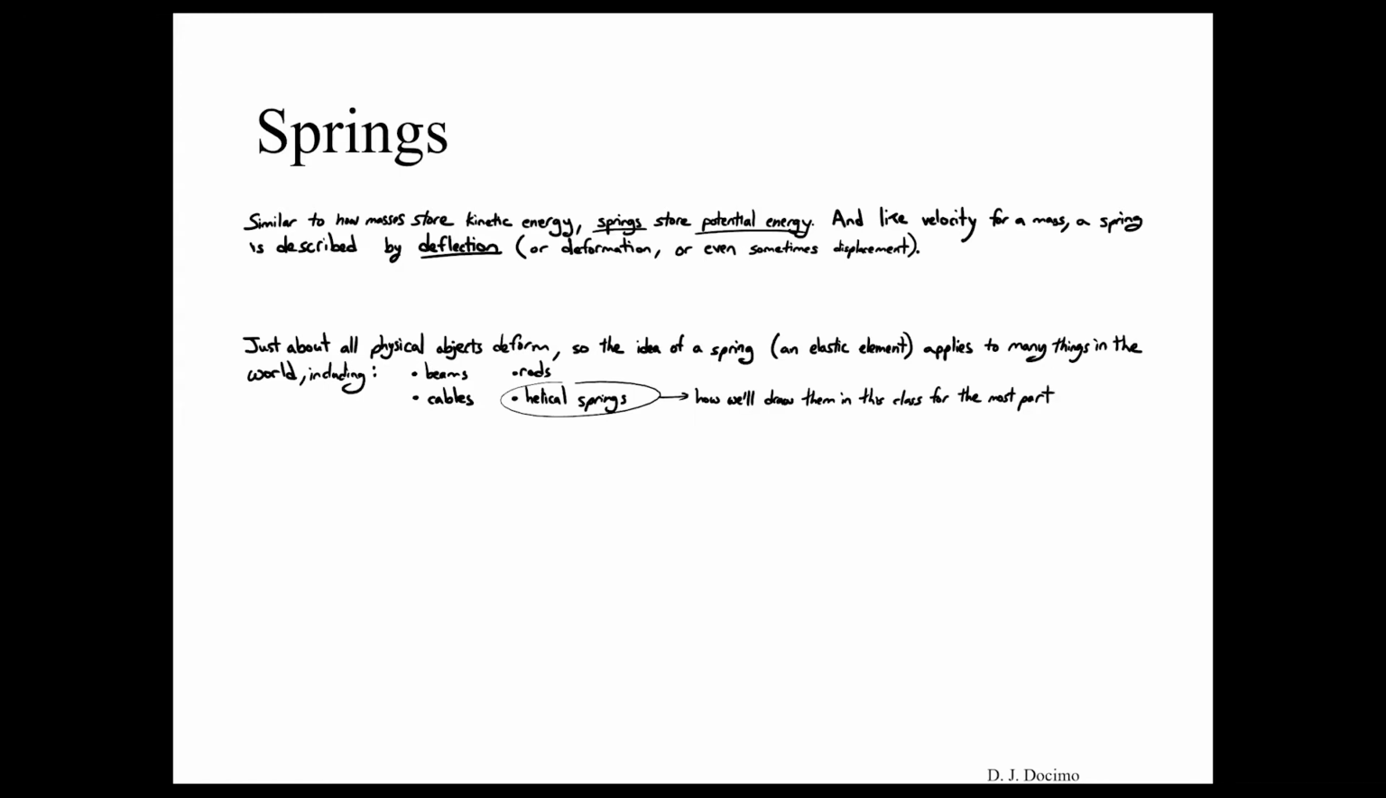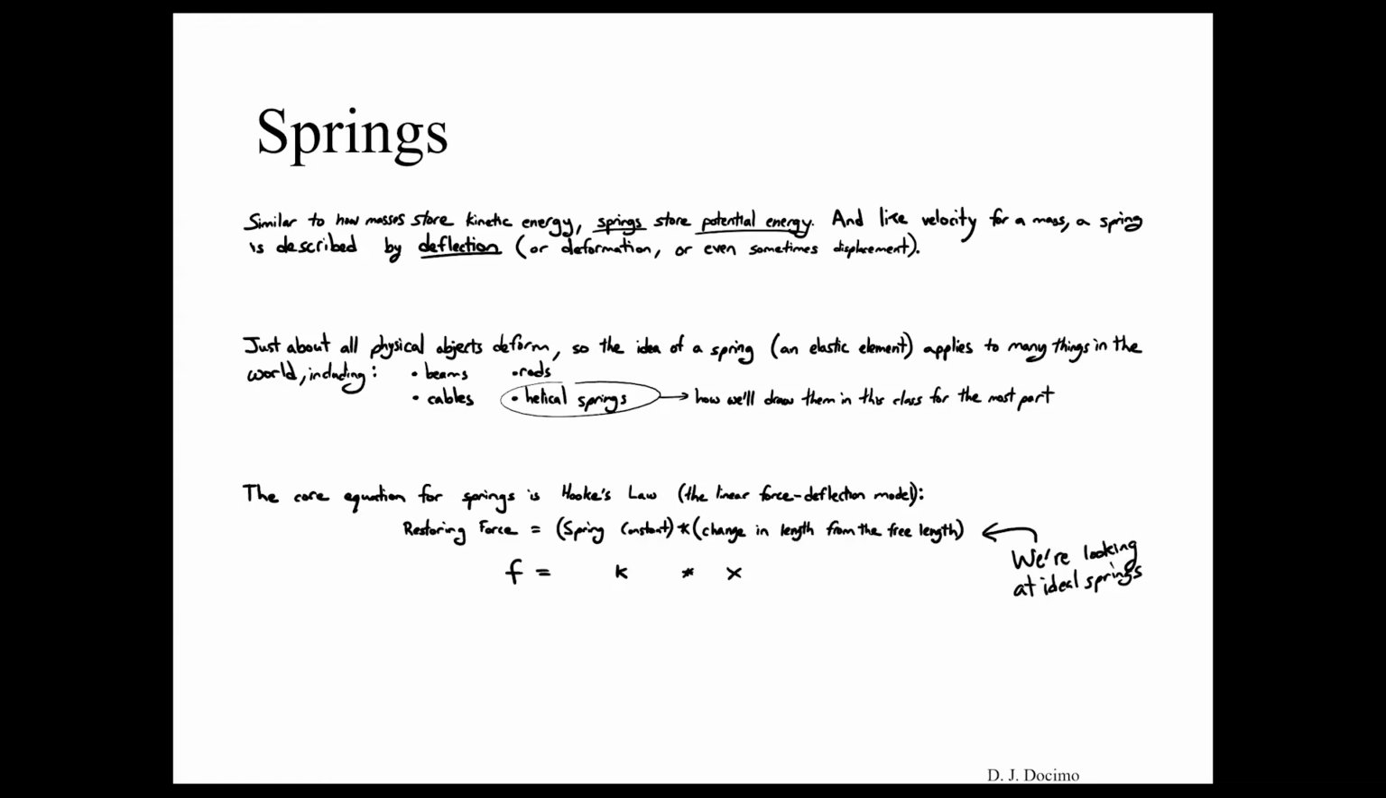So the idea of a spring, an elastic element, applies to many things in the world, including beams, rods, cables, and helical springs themselves. And that's how we're going to draw them in this class for the most part. The core equation for a spring is Hooke's law, the linear force-deflection model. What that equation says is the restoring force for a spring is equal to the spring constant K times the change in length from free length, which I'm going to represent by X or, actually, D in a lot of this class. We're looking specifically at ideal springs in this case.